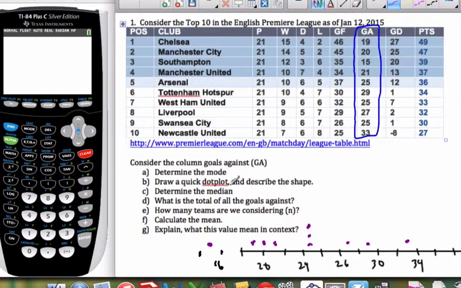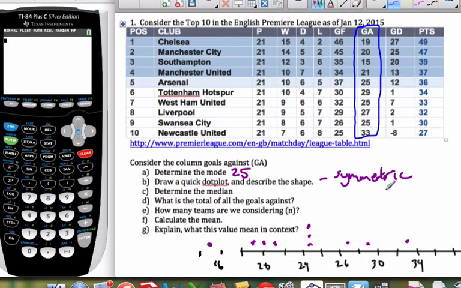Now, if I want to determine the mode, looking at these, I can quickly see that 25 is the largest one, so the mode is 25. It is most frequent. It happens the most often. Here is my dot plot below. And my shape, well, it looks fairly symmetric. That's how I would describe this: symmetric.